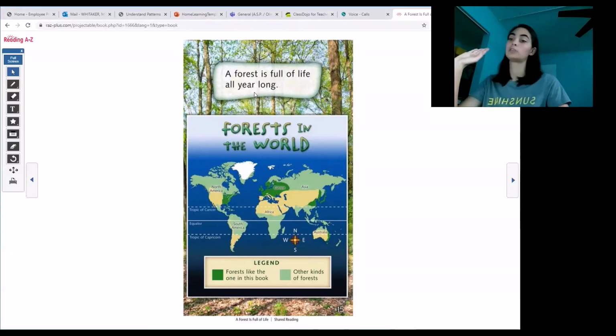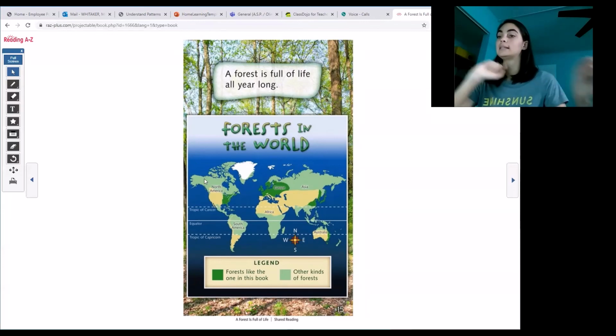Okay, so we have another text feature. What is this? Think about it. What is this? It's a map. So we have our continents. We have North America, South America, Africa, Europe, Asia, Australia, and we know that on the bottom is Antarctica. It's too cold there, and there's no real forest. It's more of a desert because there's not a lot of rain. Remember we talked about that?